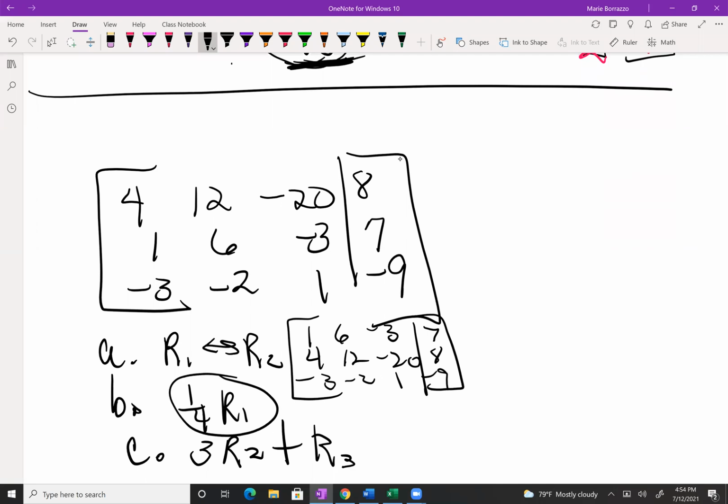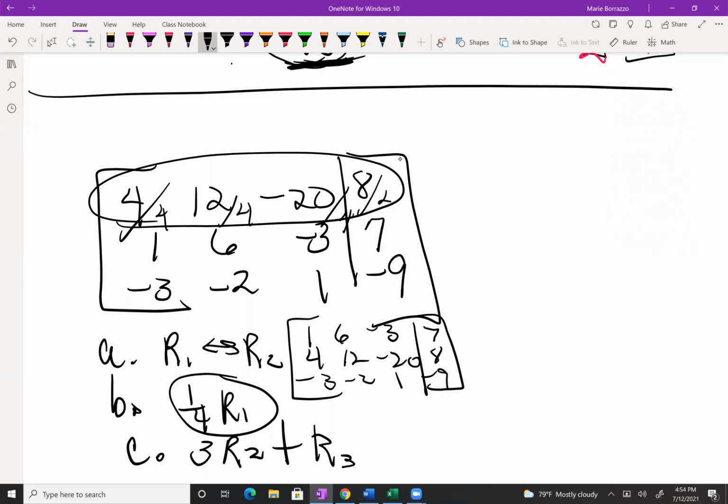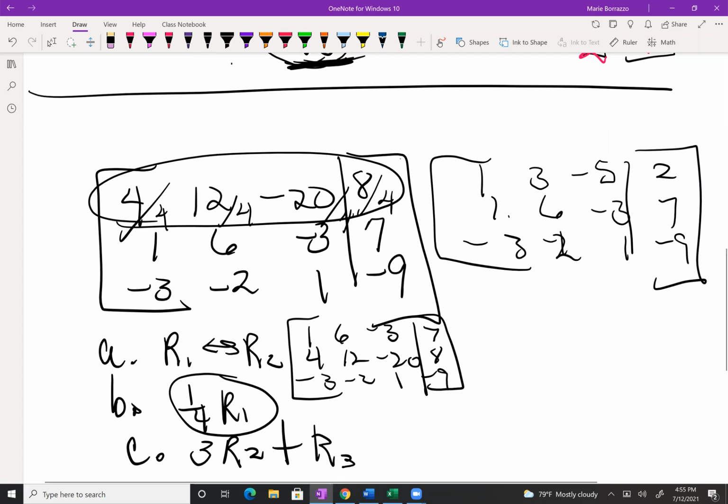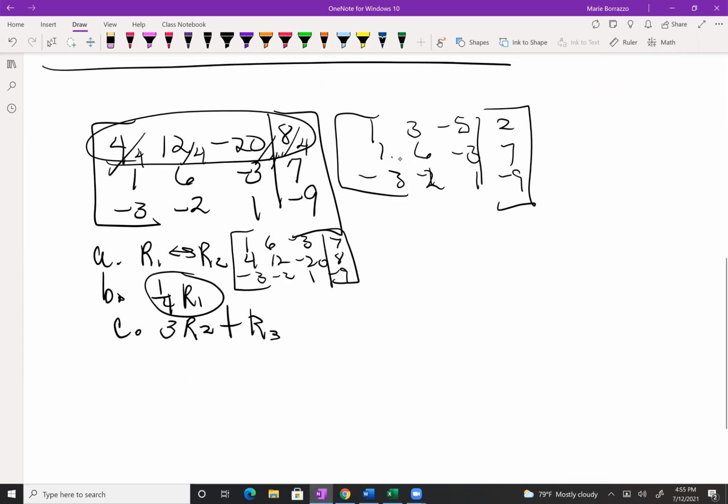Then 1/4 of the first row. Basically, all of these get divided by 4. And so this should become 1, 3, -5, and 2. And nothing happens to 1, 6, -3, 7. Nothing happens to -3, -2, 1, -9. Easy enough? Anybody want to cry yet? No? Okay.